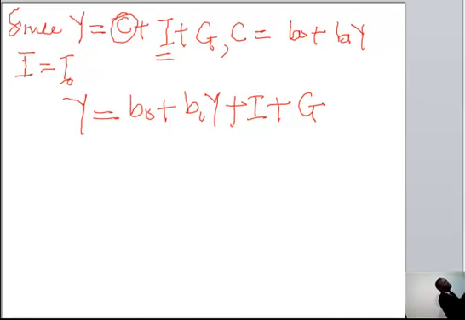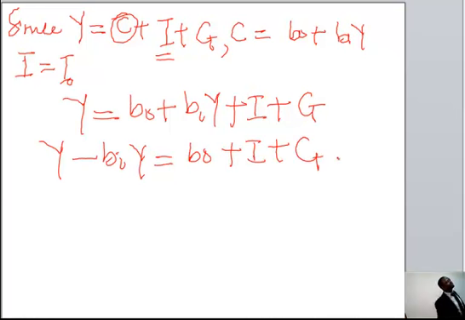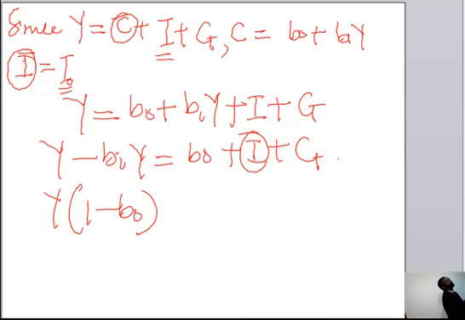In this case, let's try to collect like terms. Y should go to Y. Y minus B1Y is equal to B0 plus I plus G. And this I too has been given that at equilibrium, our I is equal to I naught. So we have Y into bracket 1 minus B1. We've made this Y to be outside, and our B0 plus I naught plus G.